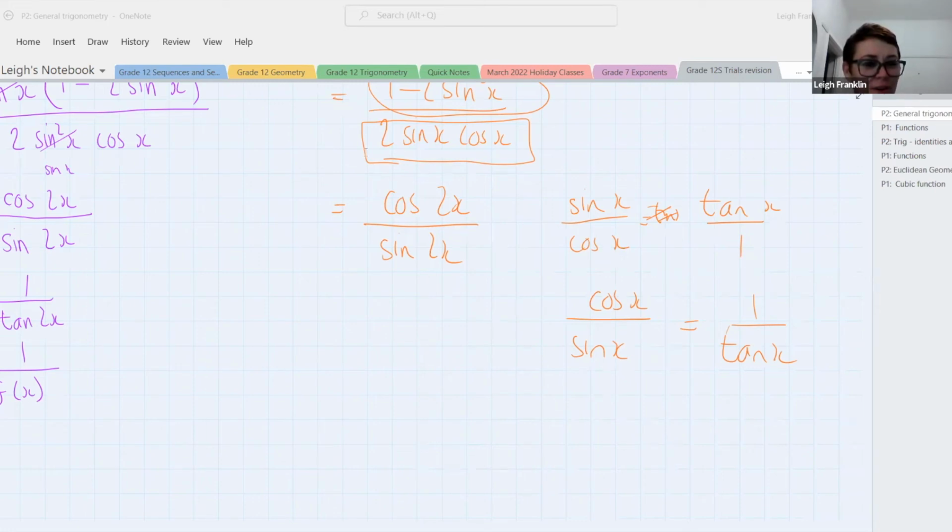Oh, okay. Does that make things a little bit more understandable now, Matrix? Okay. So it's the reciprocal. Ma'am, what's the other reciprocals?